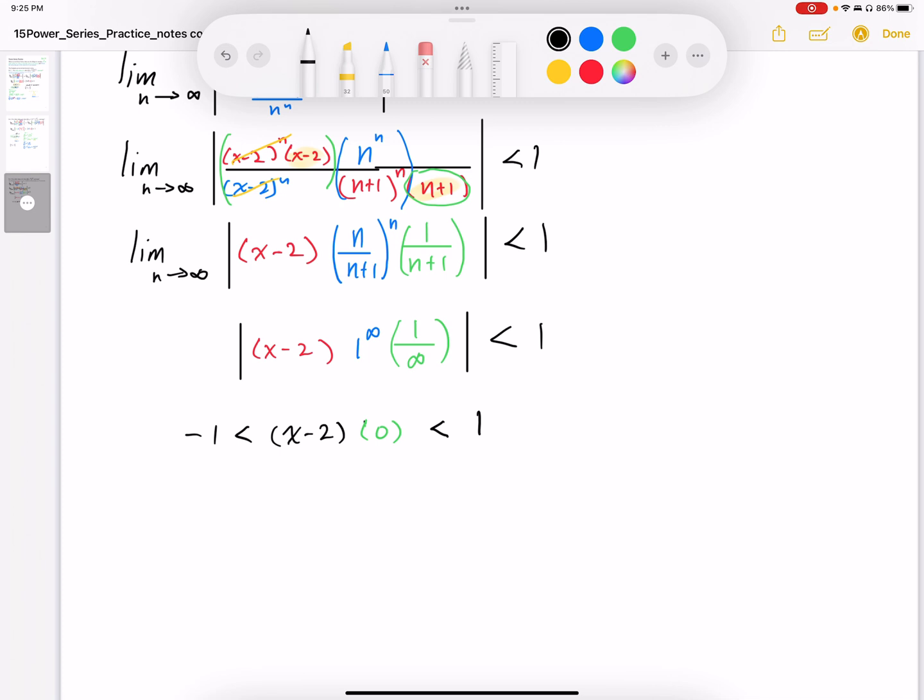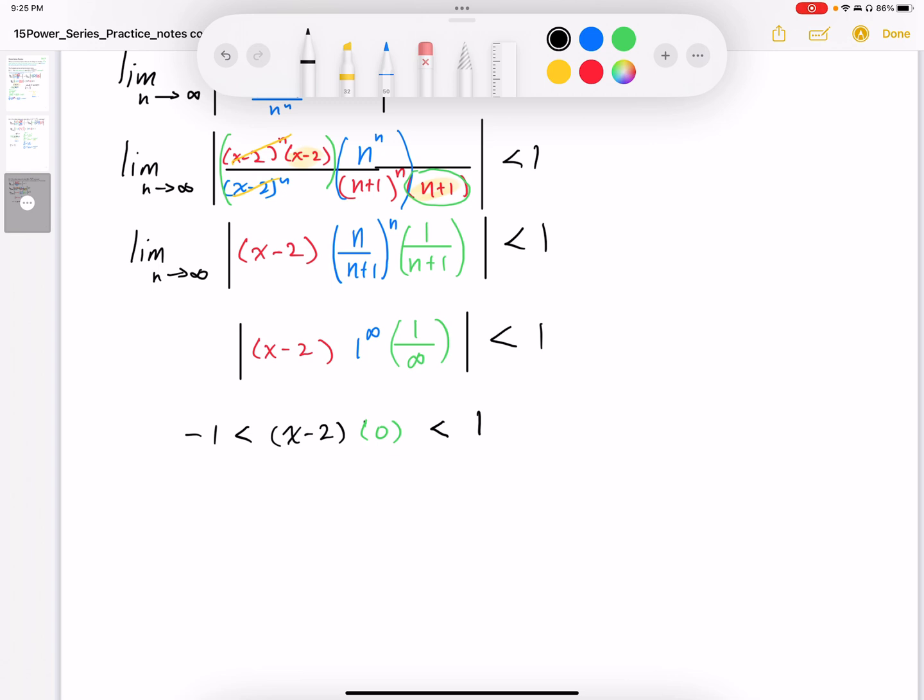Well, what x's will satisfy this? Any number that I put in here for x, since I'm going to multiply by 0, it's going to be bigger than negative 1 and less than 1. So x in this case is going to be all real numbers.